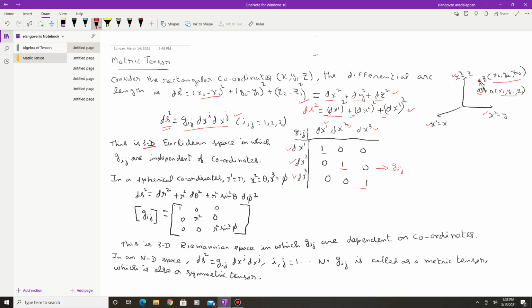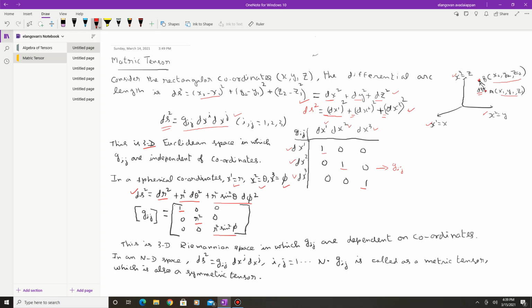Now if you choose a spherical coordinate system, the first coordinate is r, the x2 coordinate is theta, and the x3 coordinate is phi. In this coordinate system ds square is equal to dr square plus r square d theta square plus r square sin square theta d phi square. So the coefficients are g11 is 1, g22 is r square, g33 is r square sin square theta. All other coefficients are 0, so the off diagonal elements are 0.